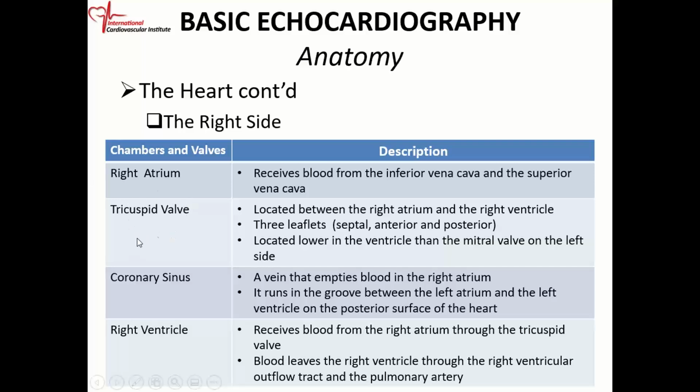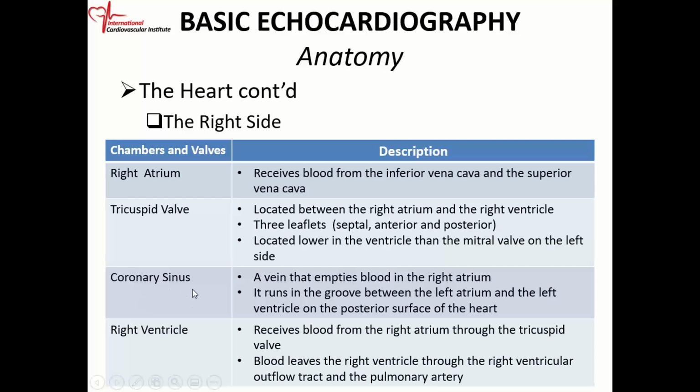Now, a fact is that the tricuspid valve is usually located lower in the ventricle than the mitral valve. That statement is very important, so you need to file that statement away and fully understand what it means. It means that when you look at a heart on echo, the valve that is lowermost in the ventricle is the tricuspid valve, and that's going to identify the right ventricle. We'll go over that more.